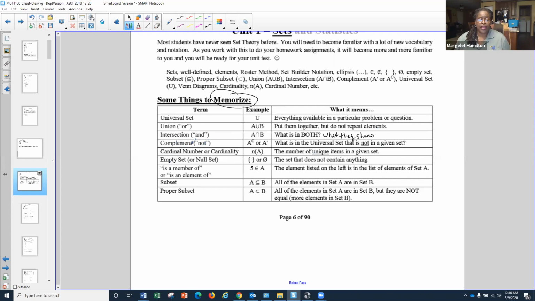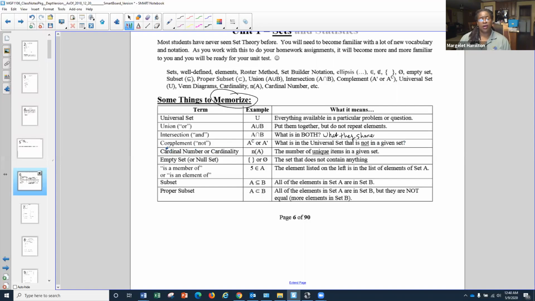All right, the complement, which we use the word not. And how we're going to see this, they're going to represent it in both ways. They're going to use an uppercase C or an apostrophe. This means what is in the universal set that is not in the given set. So if we say A complement, then I want you to tell me everything that is not in A. So after you look at what's in A, tell me what's not in A, okay?